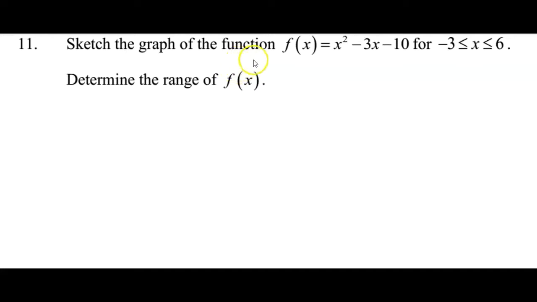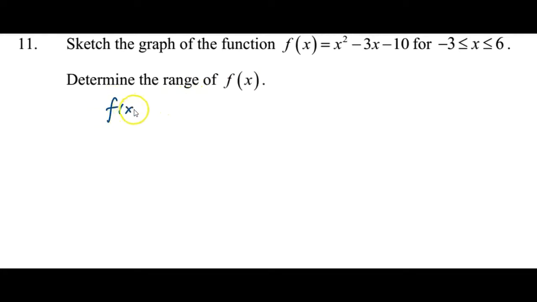Hi everyone, this is the part 2 video which continues from the previous video on the reinforcement practice of topic 4 function. So now we continue with this question. Sketch the graph of the quadratic function f(x), and the domain for this quadratic function is from -3 to 6. Determine the range of f.